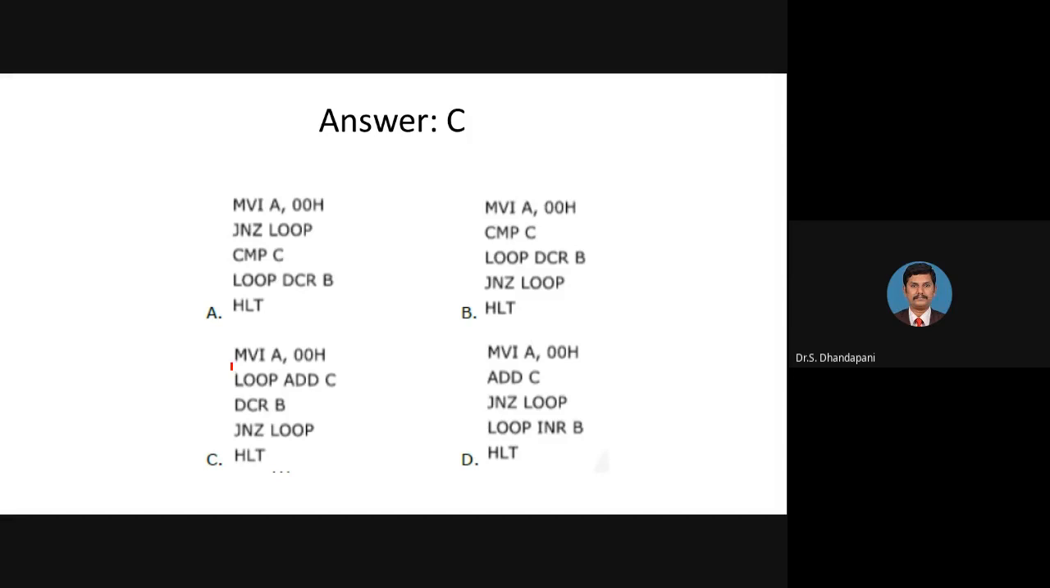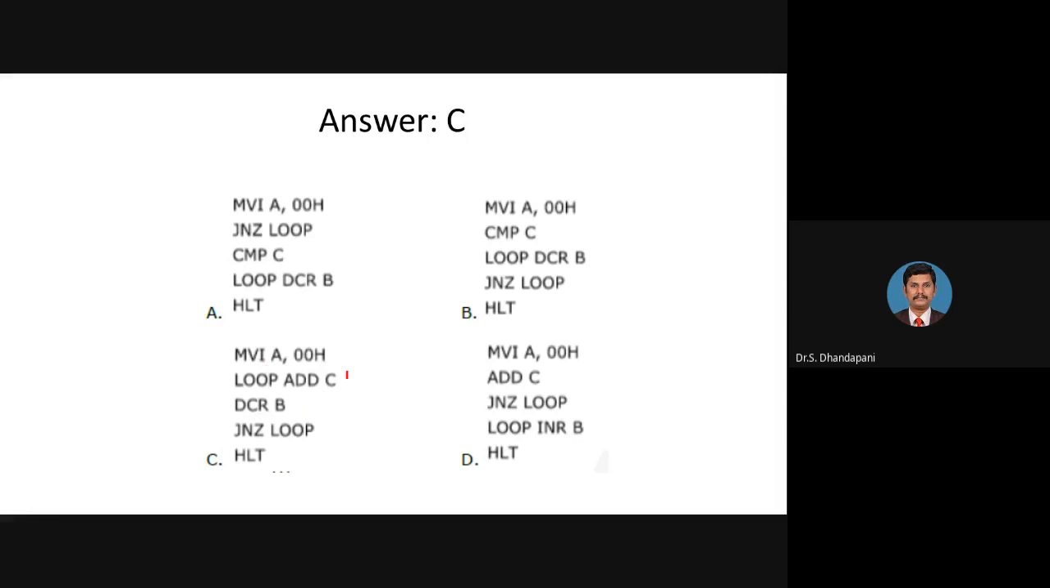Let us see the program. Move immediately A, 0, 0 means 0, 0 is loaded into the accumulator. Then loop is a label, it is not an instruction. Add C means already in A we have 0, and the content available in register C is added.